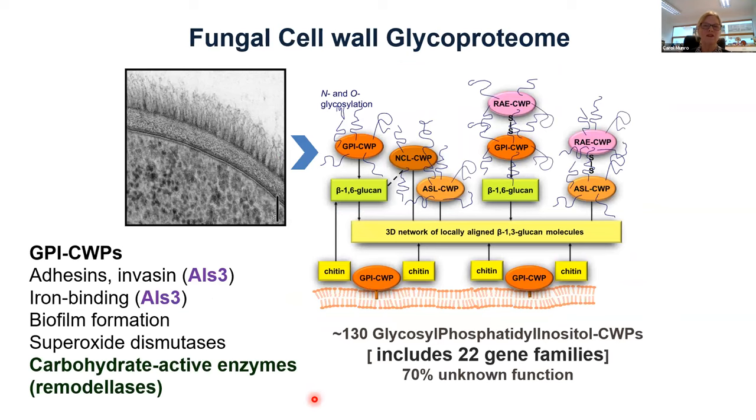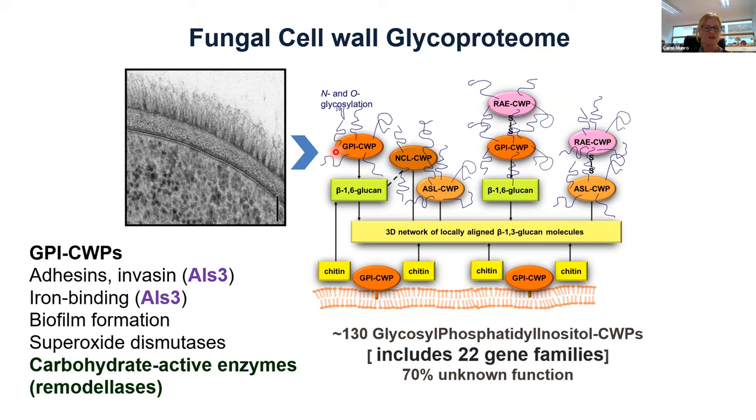I've been interested for many years in the fungal cell wall glycoproteome. These are the cell wall proteins that are attached to the cell wall, and the major class are covalently attached via a modified glycosyl phosphatidyl inositol anchor. These proteins include 22 gene families, so there's functional redundancy here. But staggeringly, we don't know the function of around 70% of these proteins.